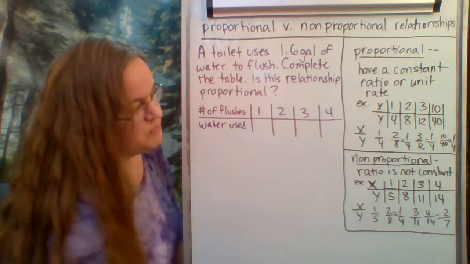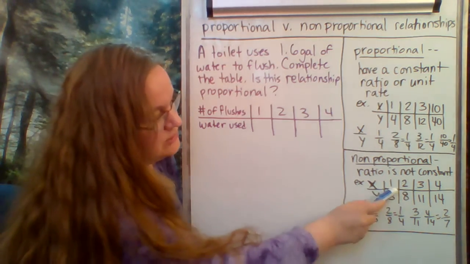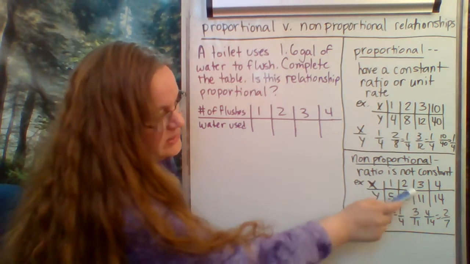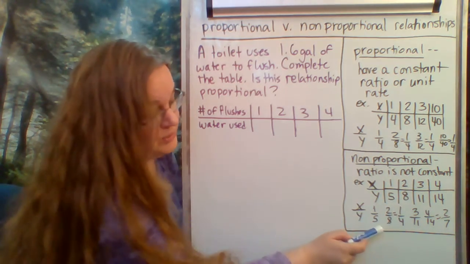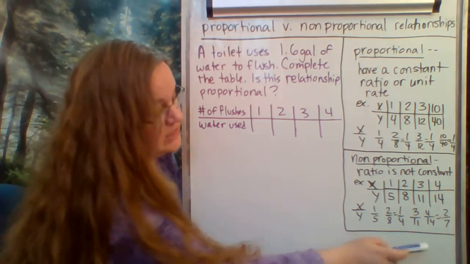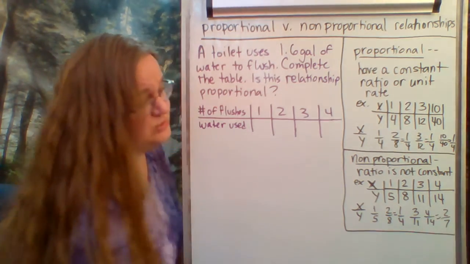When you look at a non-proportional relationship, it's not a constant ratio. So if I look at 1 to 5, and then I look at the next one, it's 2 to 8, that simplifies to 1/4, which is not the same as 1/5. And 3/11 doesn't simplify, and 4/14 is 2/7.